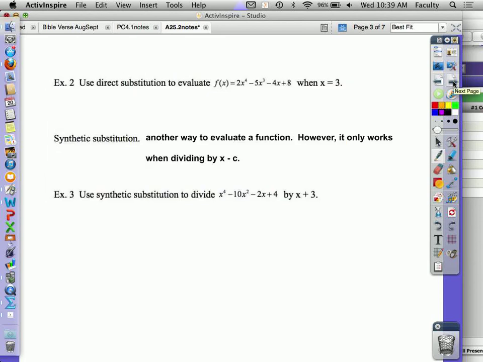All right. Now, example 2 says use direct substitution to evaluate f of x equals 2x to the 4th minus 5x cubed minus 4x plus 8 when x is 3. Now, I've already erased the sideboard here, but do you remember on the warm-up? 1 and 2, that's direct substitution. That's what you've already known how to do since Algebra 1. So, direct substitution means everywhere that you see x, you're going to replace it with 3.